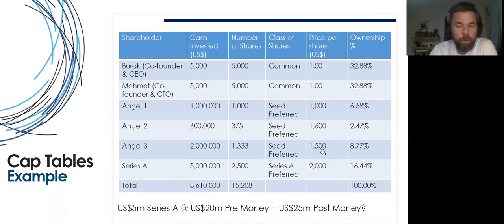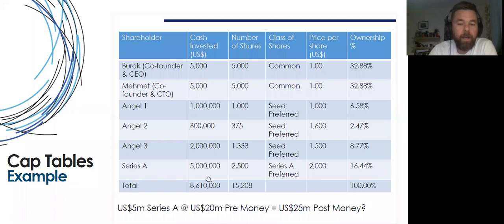The way these usually work is that you get the lesser of. So applying a 20% discount on a 20 million pre-money is 1,600, whereas applying the cap of 15, you arrive at 1,500. They get the lower of that, so they convert at 1,500. Each of them get their respective shares as shown on the list here.